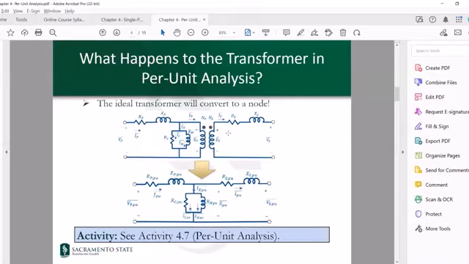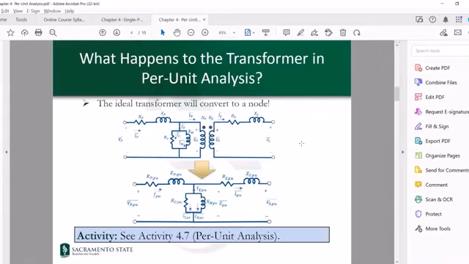IP, we know, is not equal to IS. The primary current is not the same as the secondary current, but when you per unitize your system, it will be equal in per unit. And then for the impedances that you find in per unit, you don't worry about whether these impedances have been transferred to the primary side or secondary side. Once you per unitize them, they're just per unit impedances in the transformer. They're not referred to any side. They're per unit values.